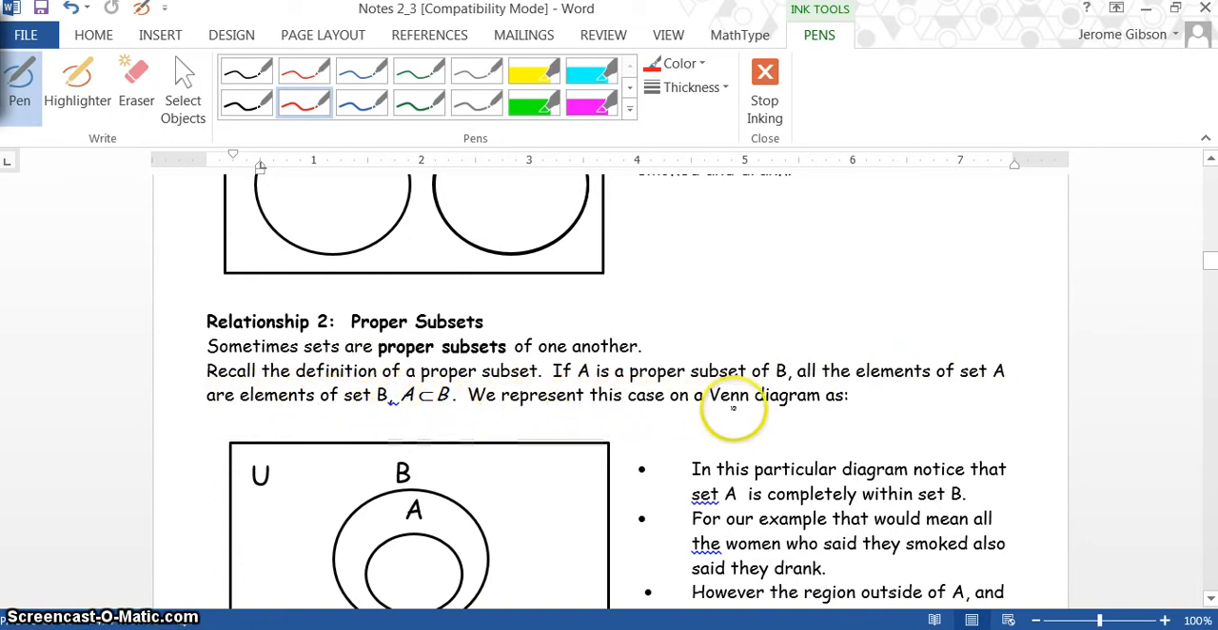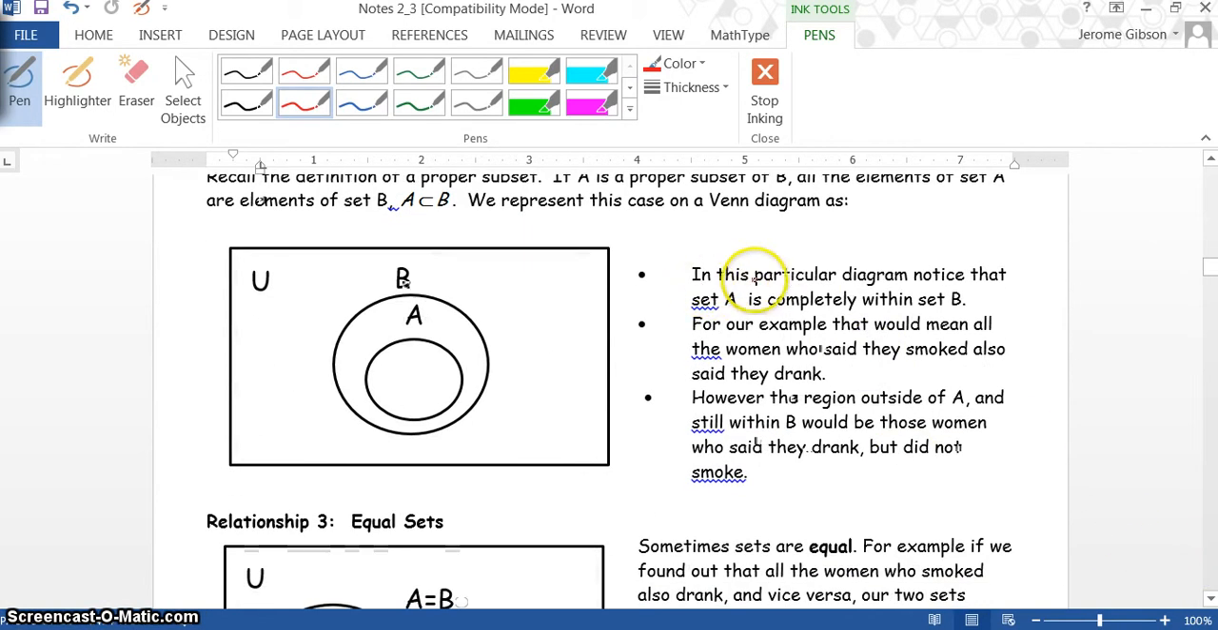We represent this case on a Venn diagram as, in this particular diagram, notice that set A is completely within set B. For our example, that would mean all the women who said they smoke also said they drank. However, the region outside of A and still within B would be those women who said they drank but did not smoke.